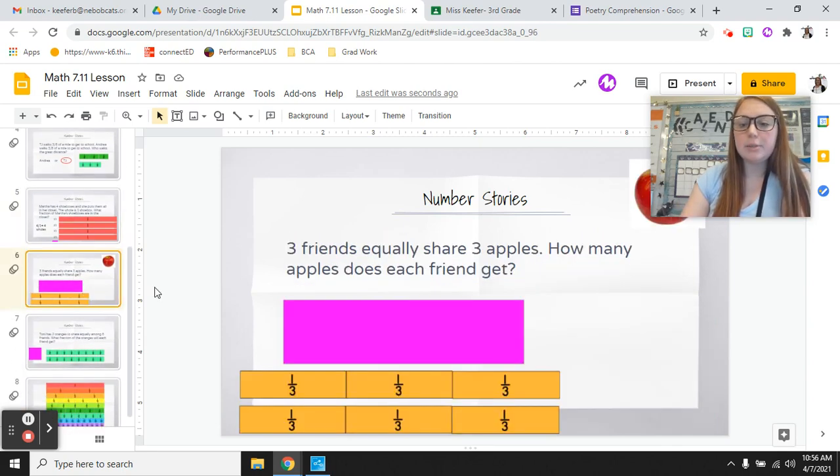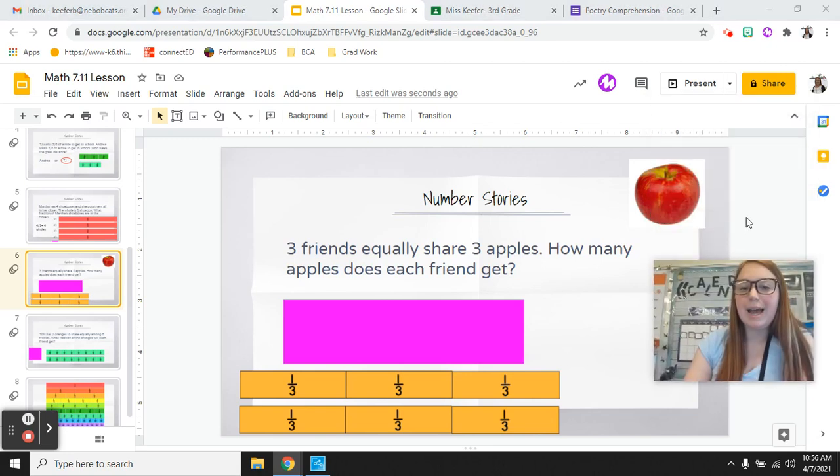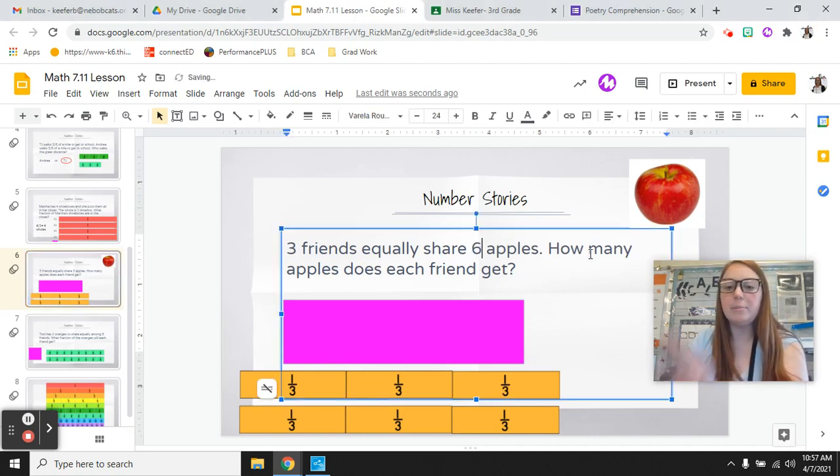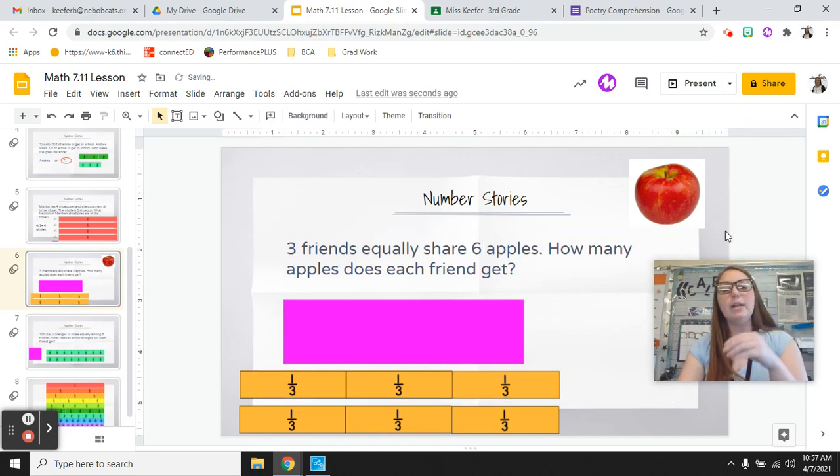All right, let's look at our next one. So we are looking at apples now. 3 friends equally share 3 apples. How many apples does each friend get? And I actually am just looking, I think I had a typo. I'm sorry. Here, hold on. It's actually 6 apples. I'm sorry. So 3 friends equally share 6 apples.